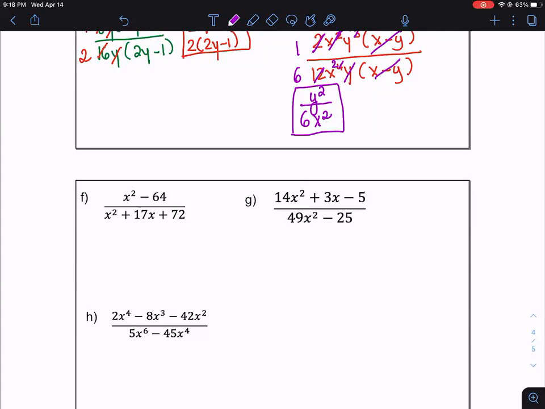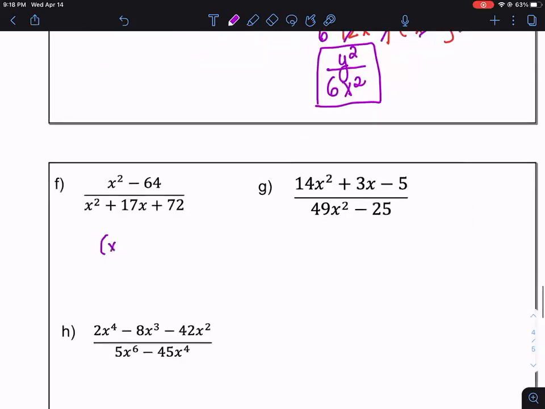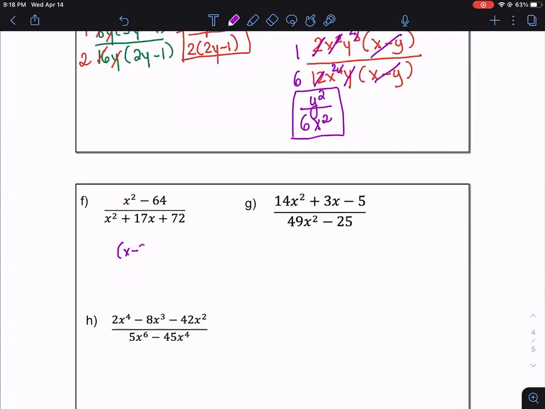Okay, so for F, there is no GCF in the numerator, but there is a difference of squares: x plus 8 and x minus 8. In your denominator, you have a trinomial, but your A value is 1. So 2 binomials, we're looking for factors of 72 that add to 17. That's x plus 9 and x plus 8. The x plus 8s are the same, but nothing else is. So we're left with x minus 8 over x minus 9.